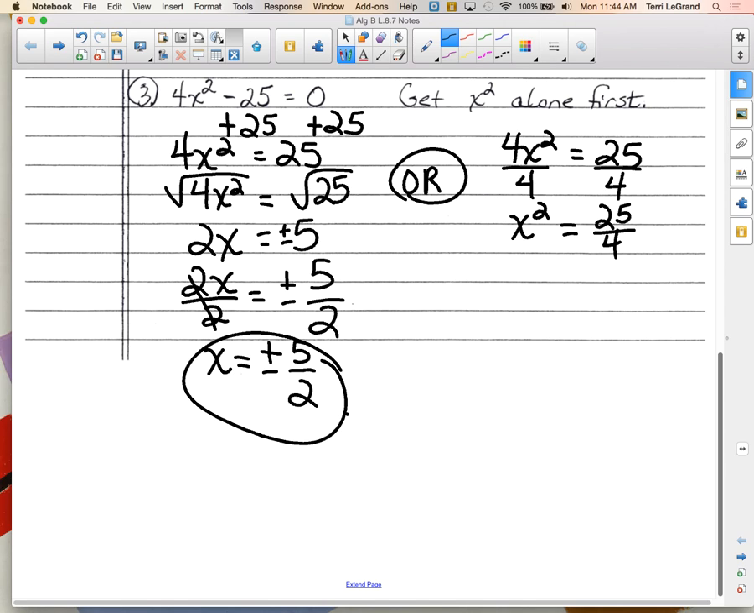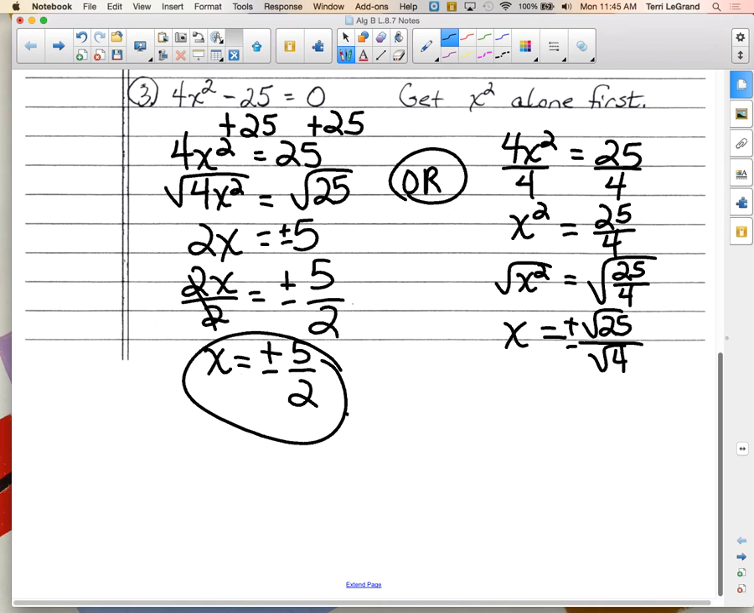Because now, to get x out of x squared, I have to take the square root of x squared. If I take the square root of x squared, I have to take the square root of 25 over 4. Now we have to remember that property that says when you're taking the square root of a fraction, what are you really doing? Taking the square root of both the top and the bottom. So what this really becomes is the square root of 25 over the square root of 4. And then don't forget about our plus minus.